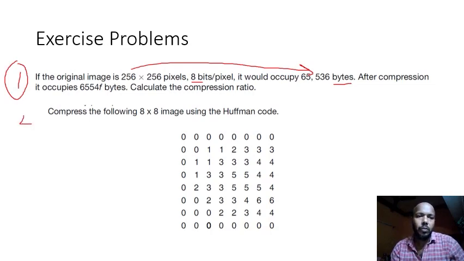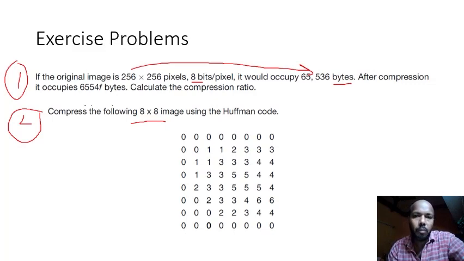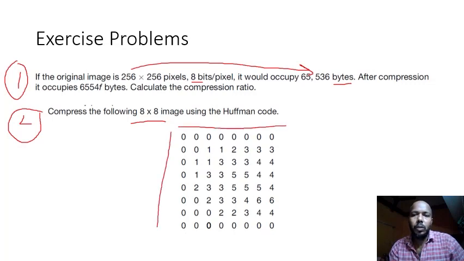The second problem that we also solved is using Huffman code. The image given is 8 cross 8, so totally we have 64 pixels. The problem is to compress the following 8 cross 8 image using the Huffman code. I solved the previous problem with the 4 cross 4, totally 16 pixels. Here we have 8 rows, 8 columns, so totally it will give 64 pixels.